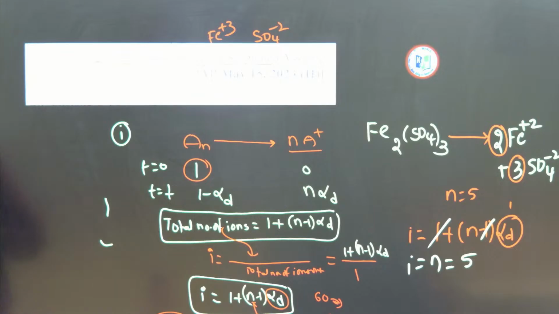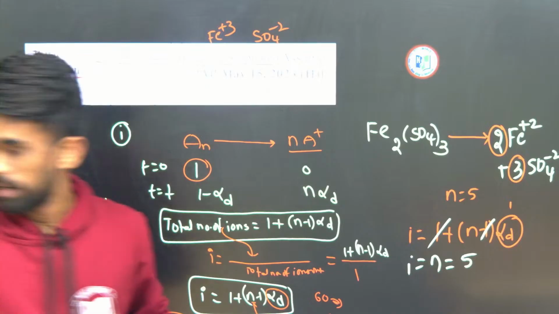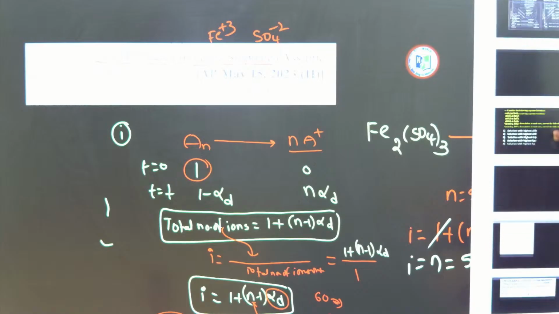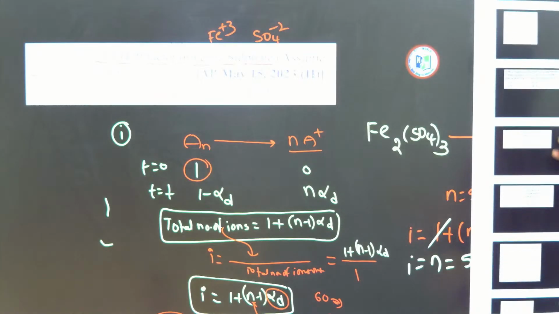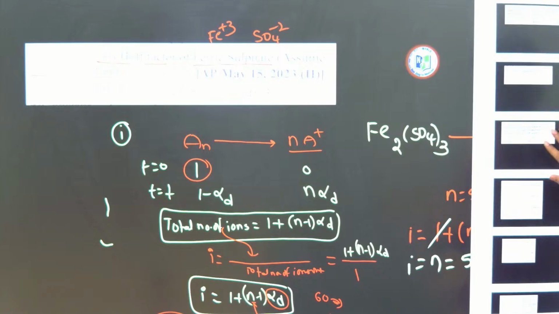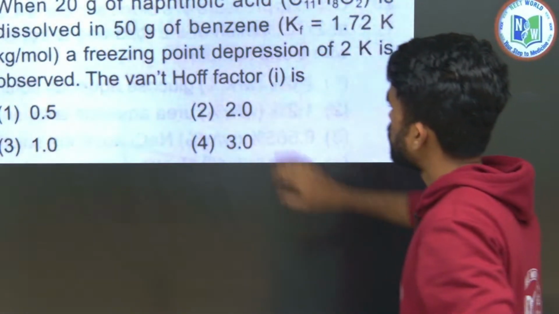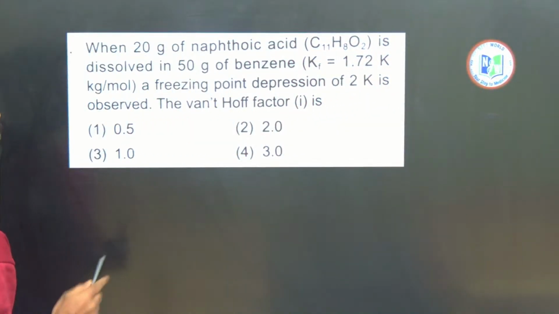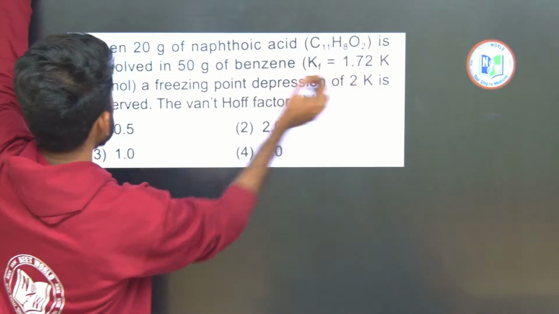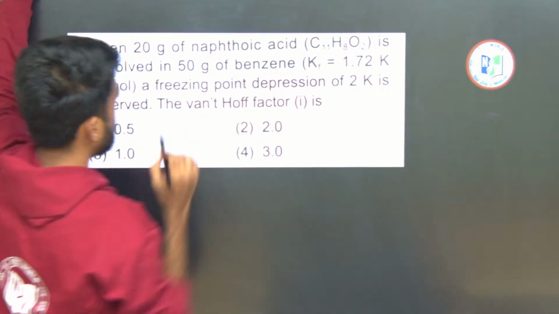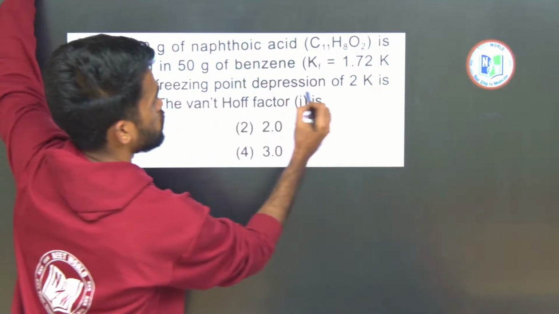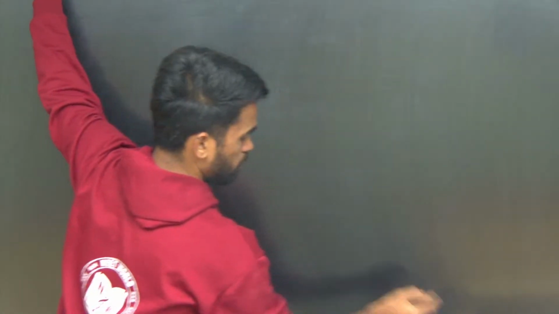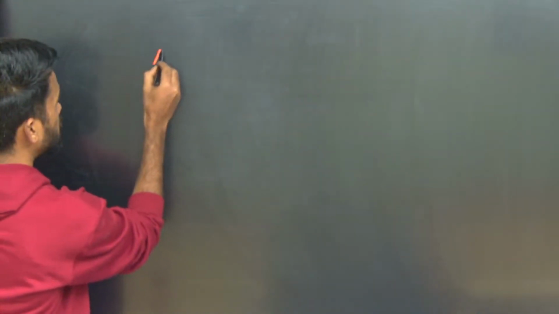Right. Next, let us move forward with a few more questions. Look at this question. What they are saying here is, when 20 grams of naphthoic acid is dissolved in 50 grams of benzene, a freezing point depression of 2 Kelvin is observed. We haven't discussed freezing point depression yet, so you can write ΔTf.